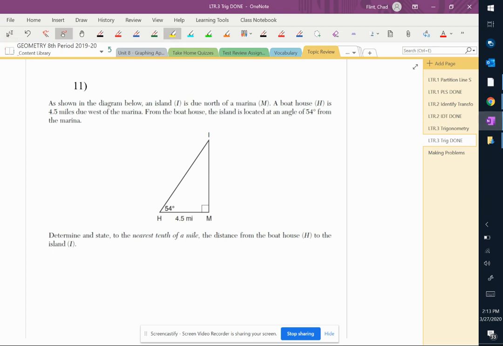So it says determine and state, to the nearest tenth of a mile, the distance from the boathouse H to the island. So it wants to know this side here. So it wants to know that side. So I'm going to use this. I could also use possibly Pythagorean theorem if that came into play with one of these questions, but it doesn't look like it is here.